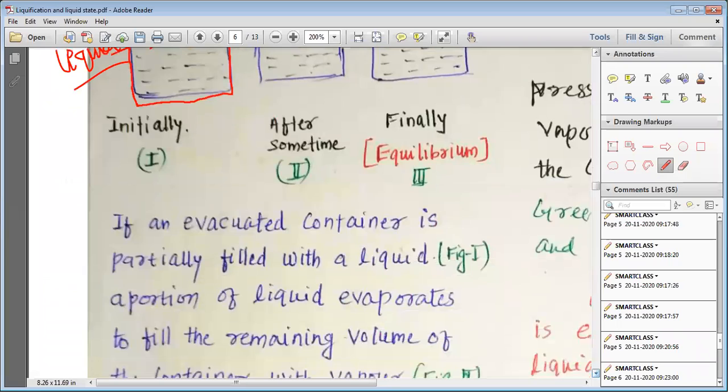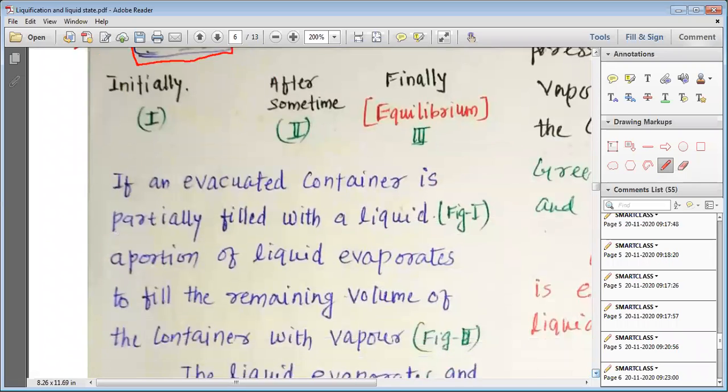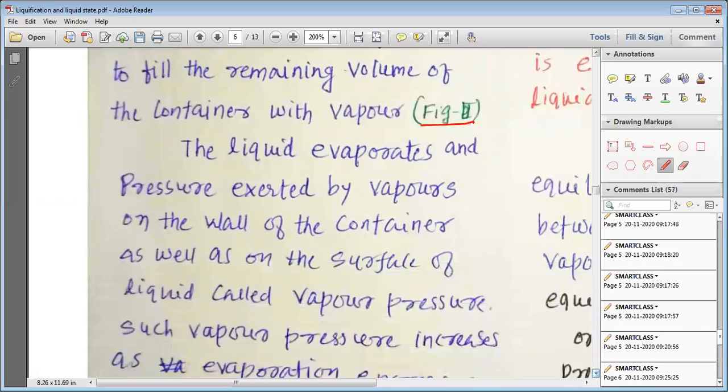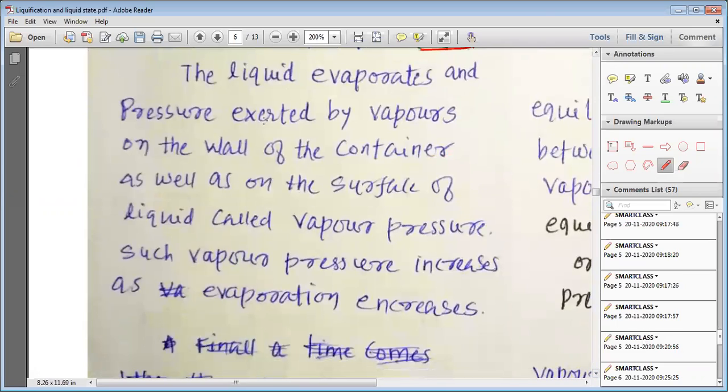Whatever I have explained, my dear students, we are going to read in the text. If you do not understand anything, you can ask me immediately. If an evacuated container is partially filled with a liquid, remember we need to fill it only partially, not completely, so that evaporation takes place. A portion of the liquid evaporates to fill the remaining volume of the container with vapor, which we can see in figure number 2. The liquid evaporates, and the pressure exerted by the vapors on the wall of the container as well as on the surface of the liquid is called vapor pressure.